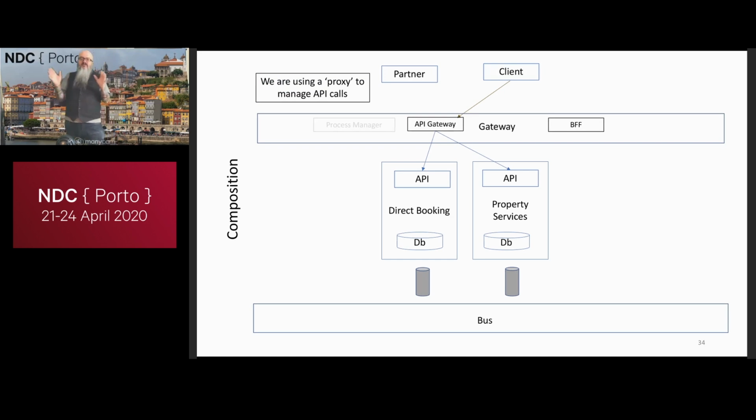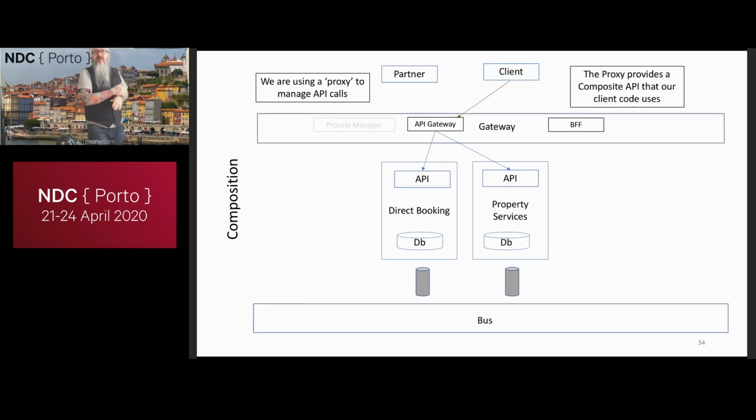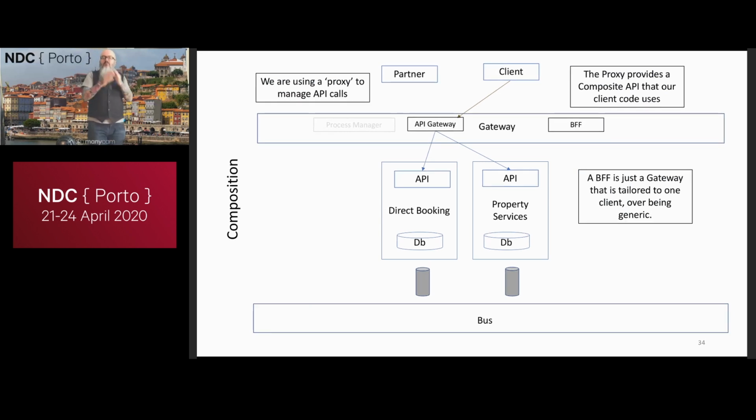And you can think of this layer basically as a proxy. It's a proxy that sits between you and the microservice API and manages those calls. And that has some kind of interesting characteristics. It's not just usable as a composite API or a BFF.